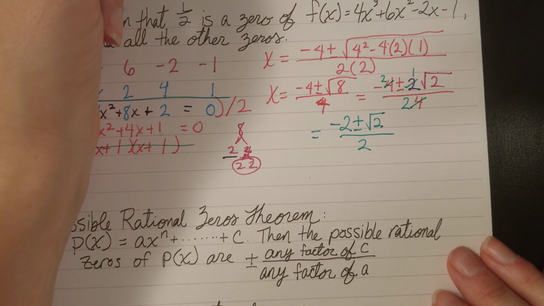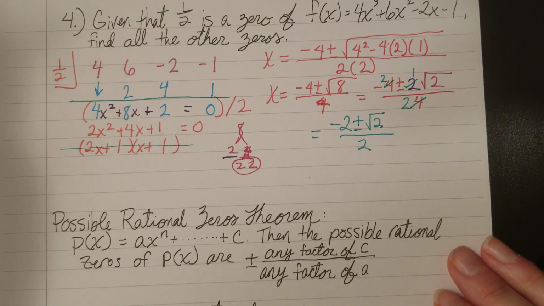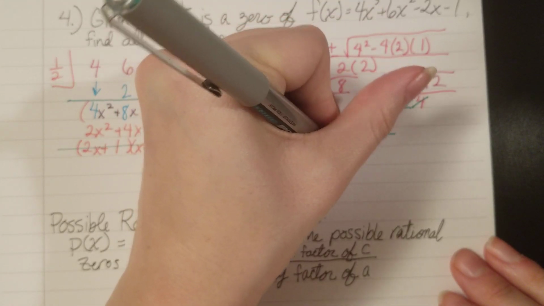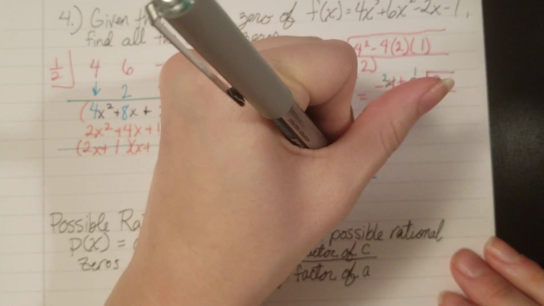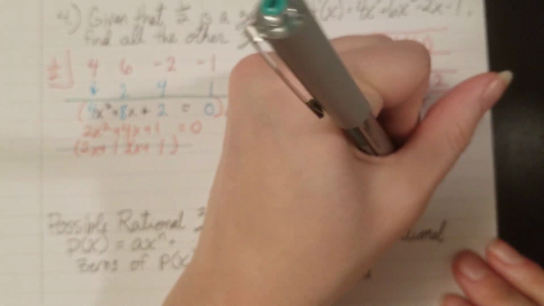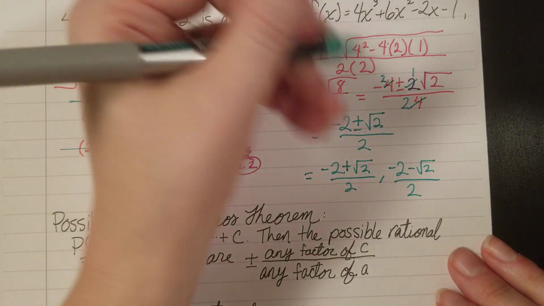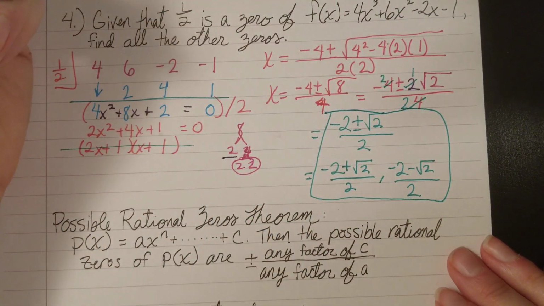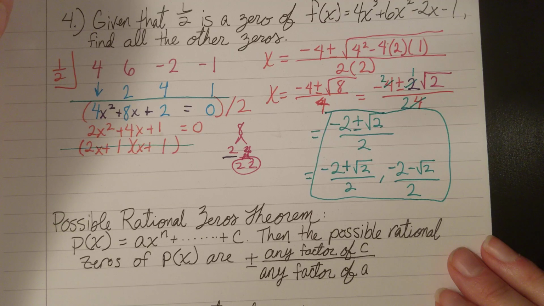Remember, plus or minus is just a shortcut way of saying two separate answers, one that has a plus and one that has a minus. So if you're typing this in on the computer, you might have to separate your two answers with a comma. So it could be like that, comma, like that. Okay, so that's your other 2 zeros.